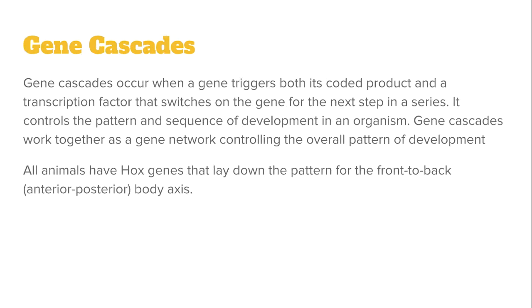Gene cascades, as just mentioned, occur when a gene triggers both its coded product and a transcription factor, and it switches on the gene for the next step in a series. By having these cascades, it controls the pattern and sequence of development in an organism. These gene cascades work together as a network, which controls the overall pattern of development. All animals have these HOX genes that create this gene cascade, and these allow the pattern of the body to occur from front to back, so anterior to posterior along the body axis.